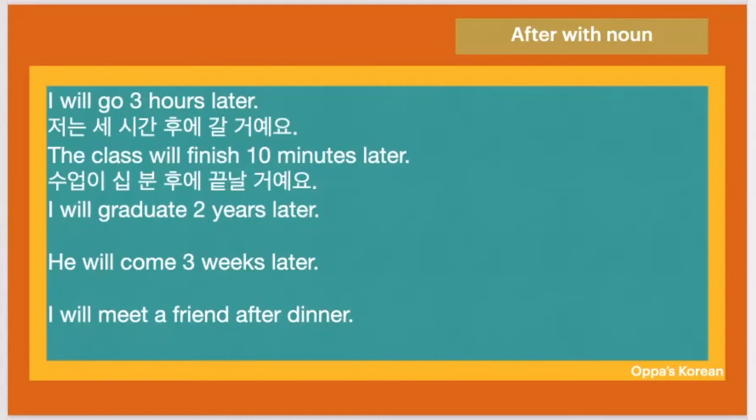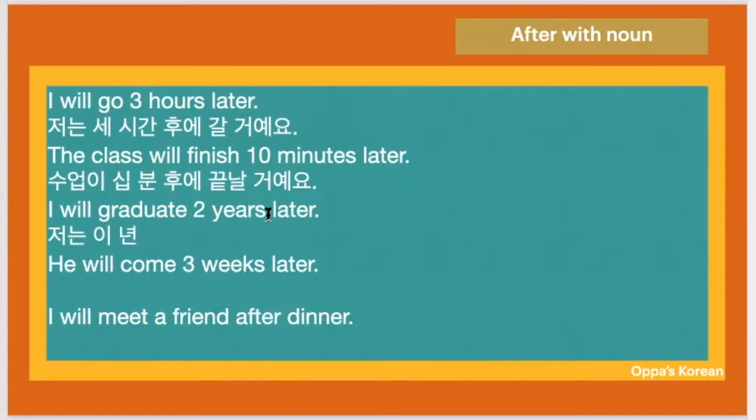I will graduate 2 years later. 저는 2 years later, 2 years, 2년. 2 years is a noun, so a noun plus later, so 2년 후에. To graduate is 졸업하다, but future tense, so 졸업할 거예요. 졸업할 거예요.